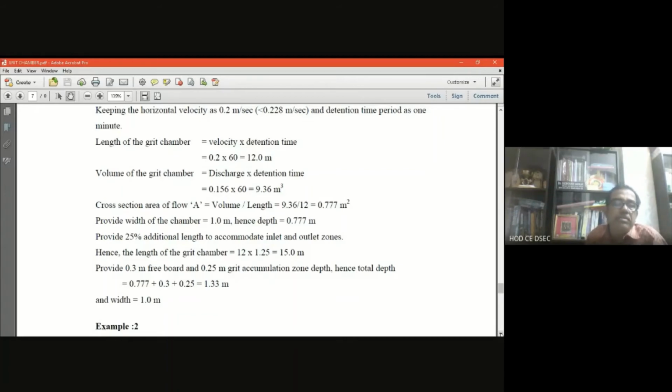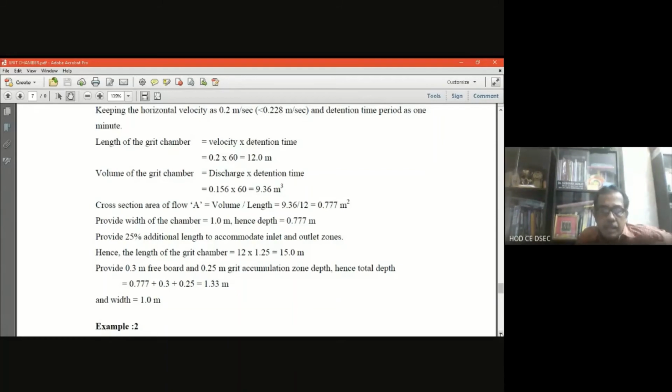So we will get the depth of the grit chamber as 1.33 meter, and the width we have assumed as 1 meter. So something you have to assume in the design. So finally we have calculated the grit chamber length is 15 meter, width is 1 meter assumed, and depth is 1.33 meter. So this is a very basic numerical sum I have discussed on the grit chamber.